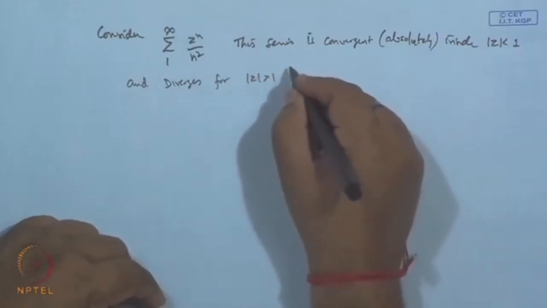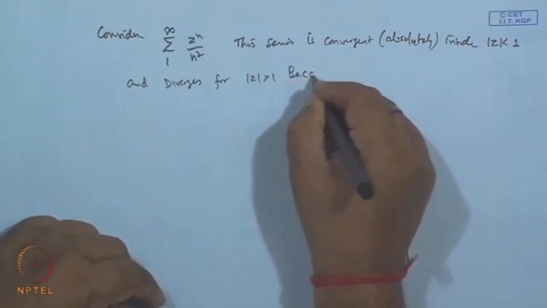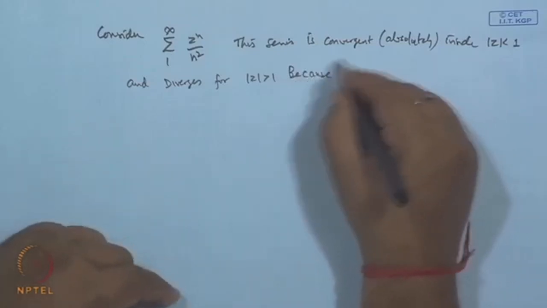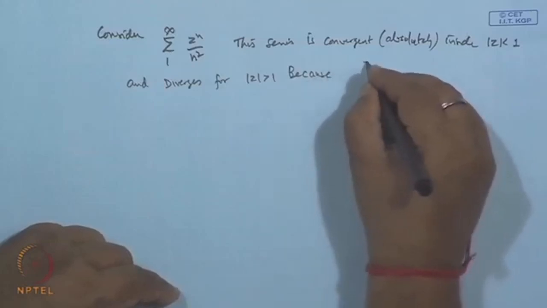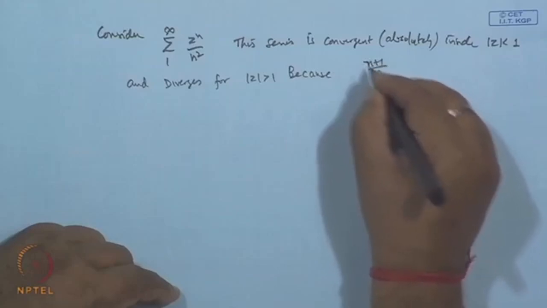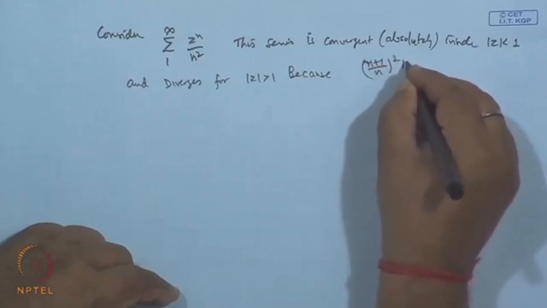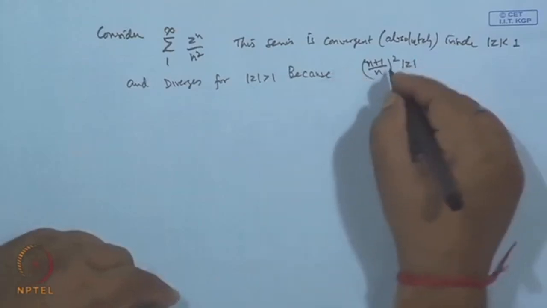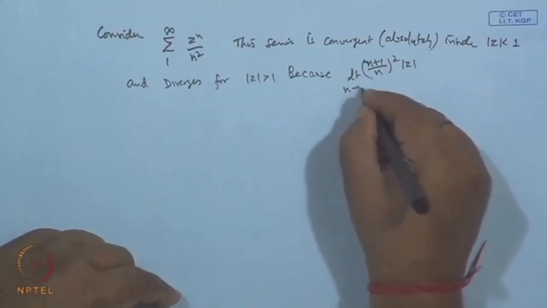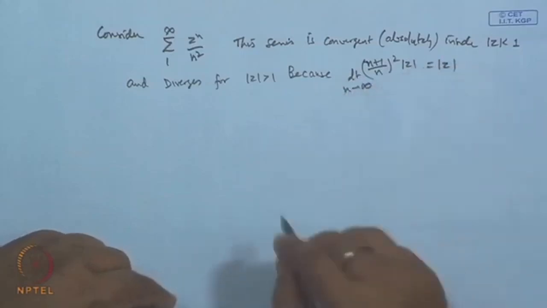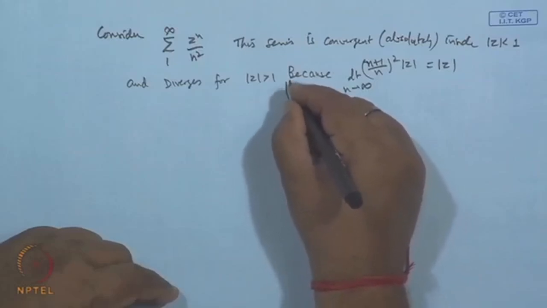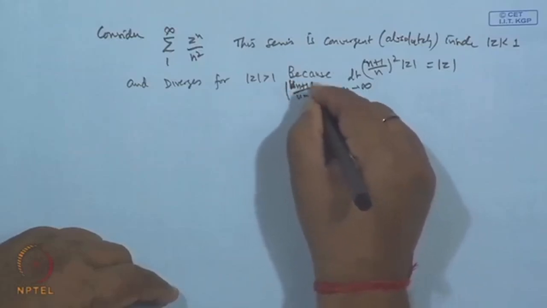The reason is because if you use the ratio test, then what the ratio test says is that u_{n+1} over u_n, that is (n+1)/n whole squared into mod z. This is the u_{n+1} over u_n, whose limit as n tends to infinity is mod z.